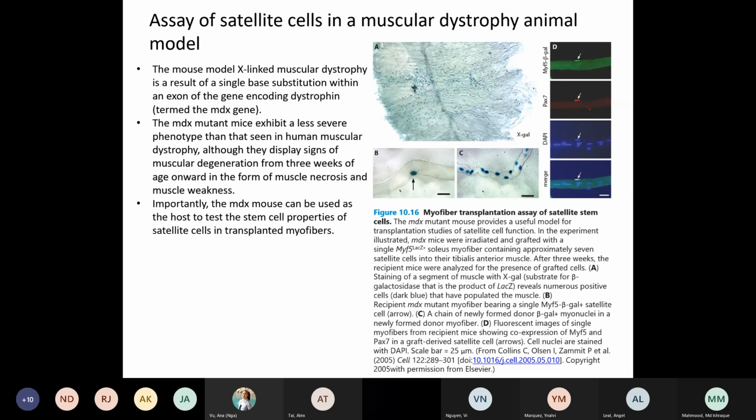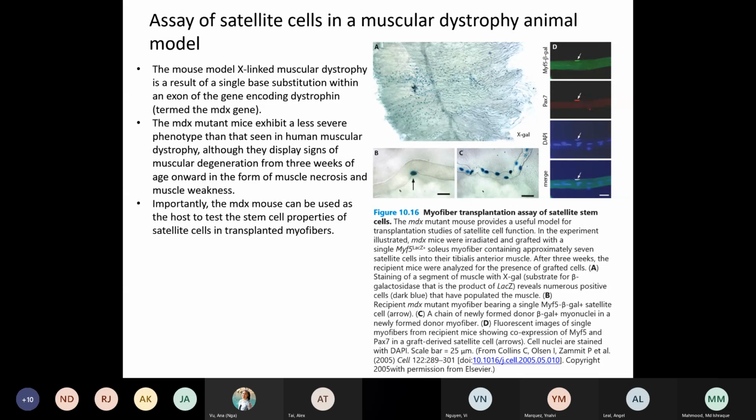So basically, in this MDX animal model, there is always damage because there is a mutation in one of the key genes of muscle. It's dystrophin, a structural protein of the muscle. When you have a mutation there, it always causes damage in the muscle, but at the same time, you always have regeneration there. So the satellite cell will constantly repair the damage.